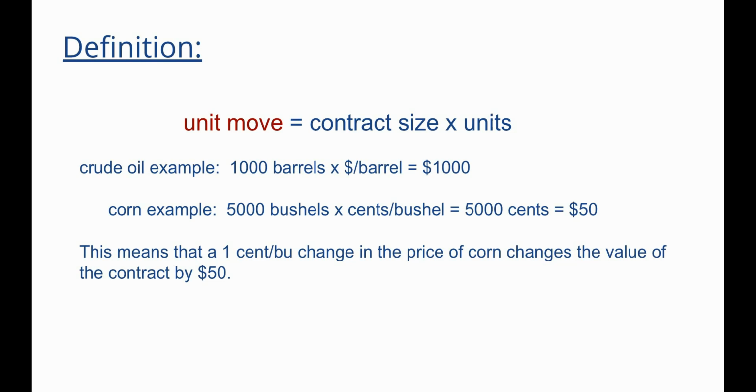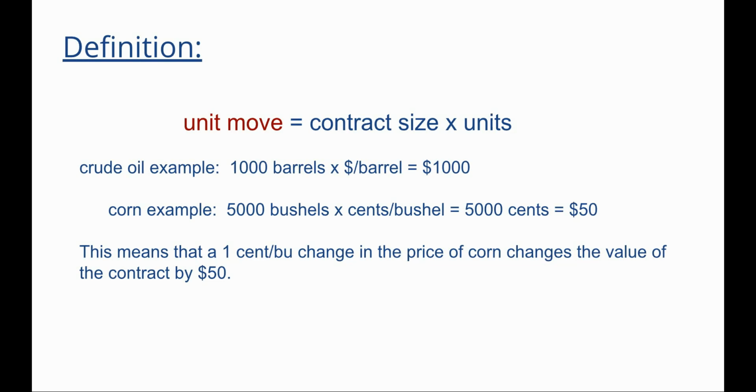If we look at crude oil, the contract size is 1,000 barrels. The units are dollars per barrel. And if we multiply those together, the barrels cancel out, leaving us with $1,000.